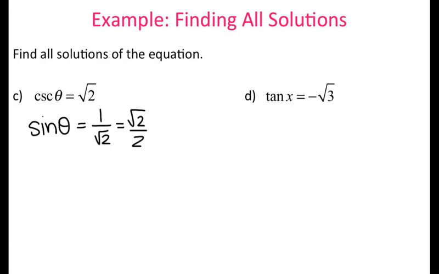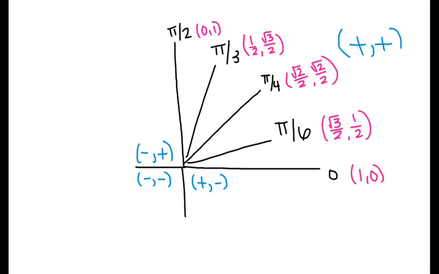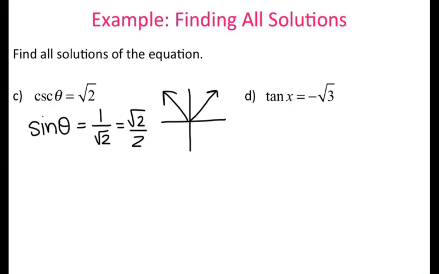So sine is positive. So sine is positive in these two quadrants. So I need to find when my y-coordinate is root 2 over 2. So I'm going to go back to this. My y-coordinate is root 2 over 2 at pi over 4. So your reference angle is pi over 4. So that makes this wedge pi over 4. This wedge is also pi over 4.